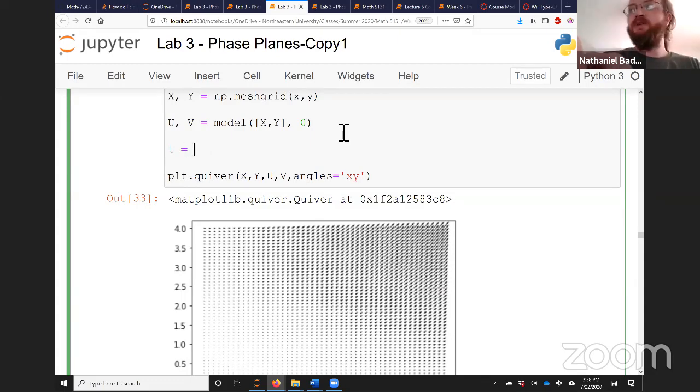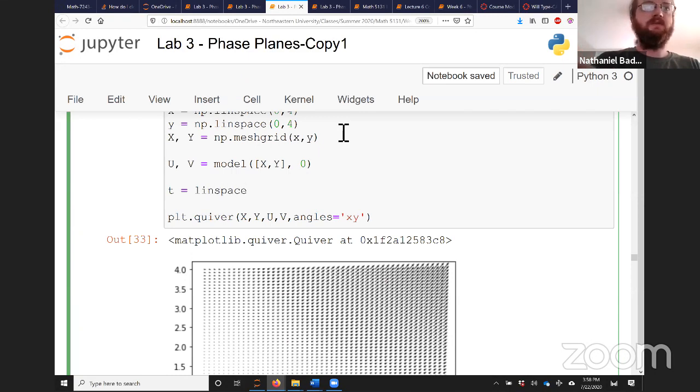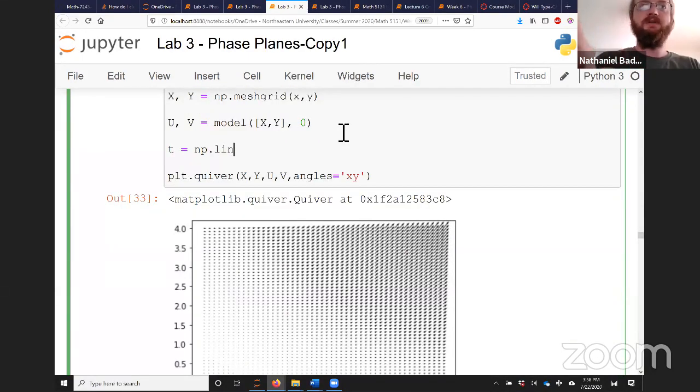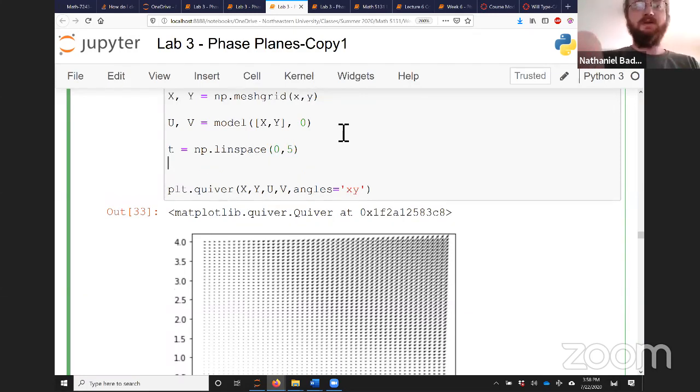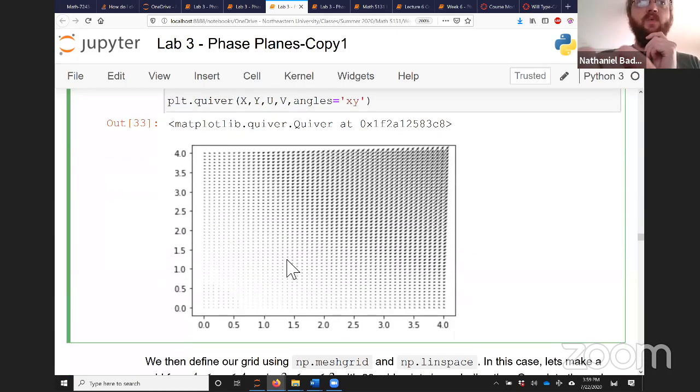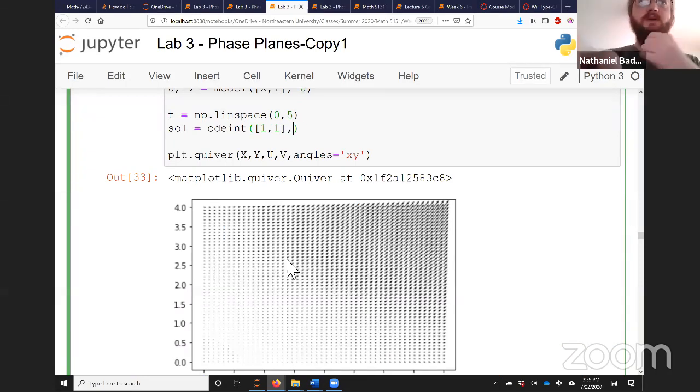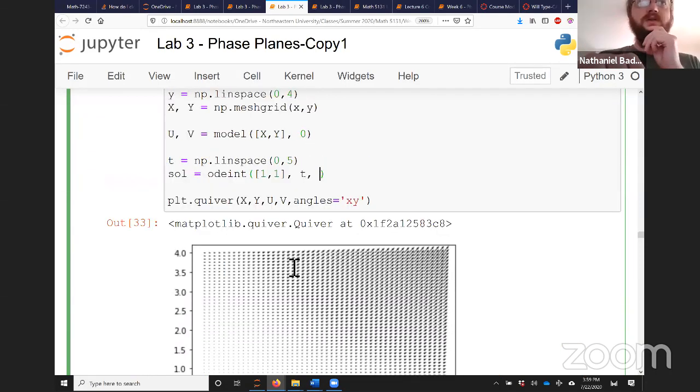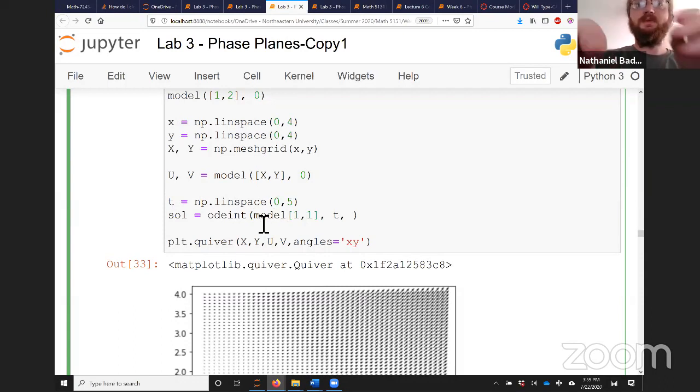Okay, we can also put a solution in there. t equals np.linspace. Let's say 0 to 5 for now. Solution is odeint. Let's start at 1, 1. So a good starting spot, 1, 1. T is equal to T. Oops. Model 1, 1. So model. I have to get the order here correct, otherwise things will get crazy.